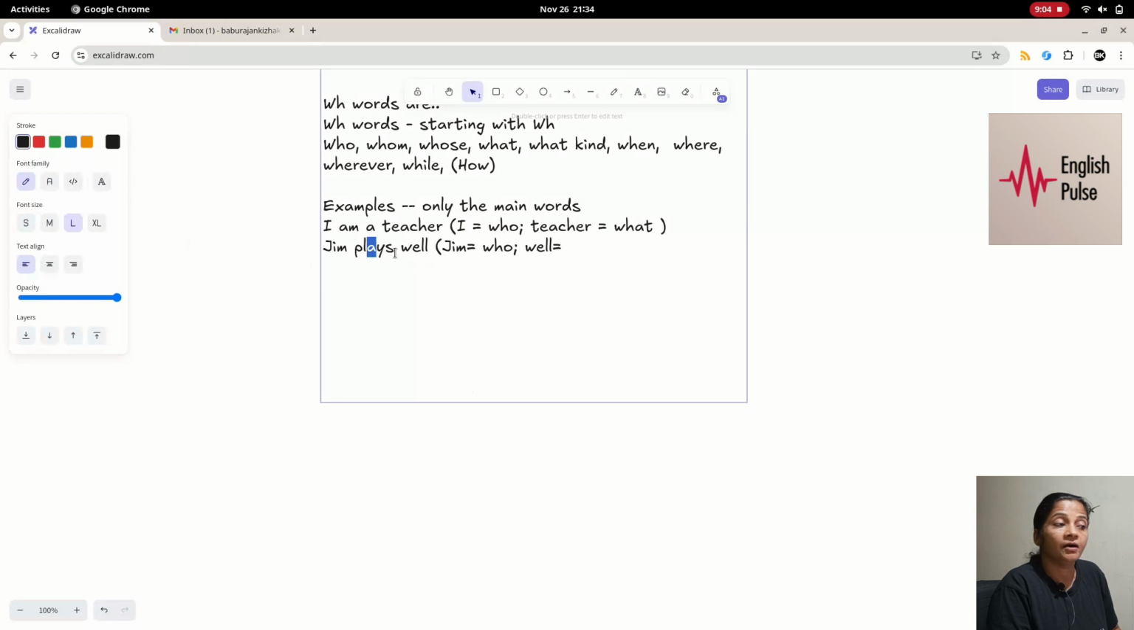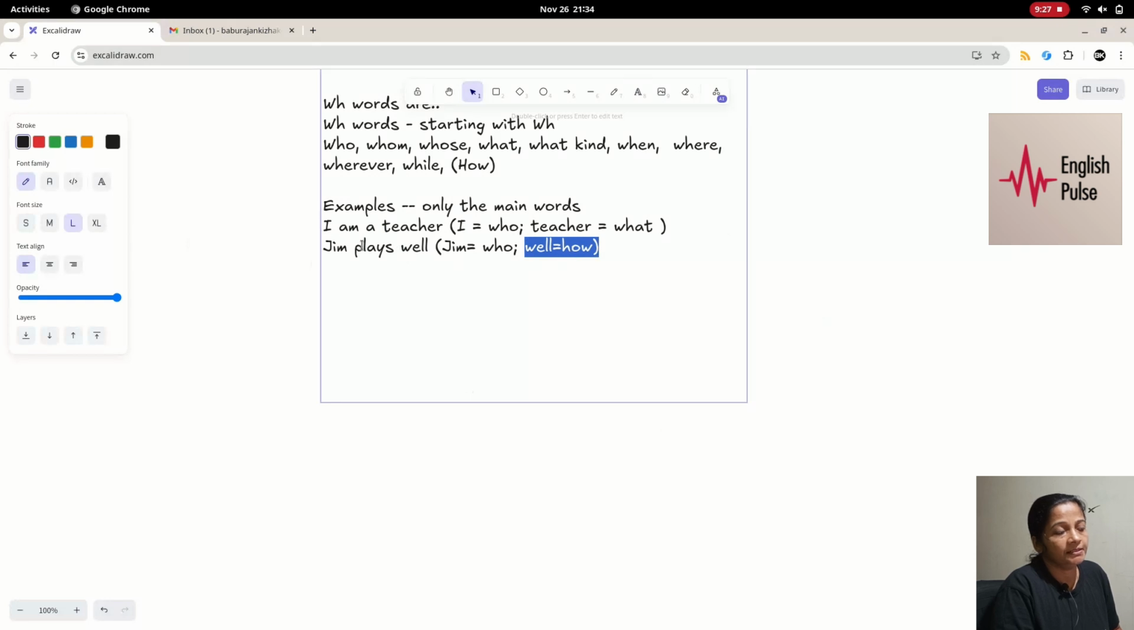Jim plays how? How did he play? He played well, right? Well means nannai kalichu, nannai. He played well. Okay, so well is what? How. The corresponding WH word is how. So did you understand this formula?